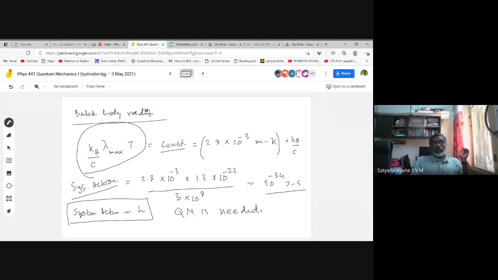So this is how we determine if the quantum mechanical effects are important or not important, by constructing something called a system action and then comparing the system action with the quantum of action. So if you use that, then you will be able to decide whether quantum mechanics has to be used or it is not required.